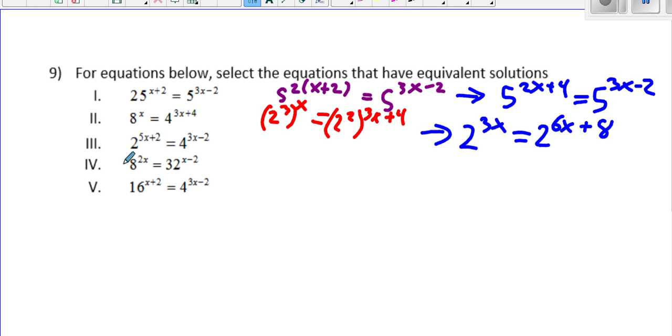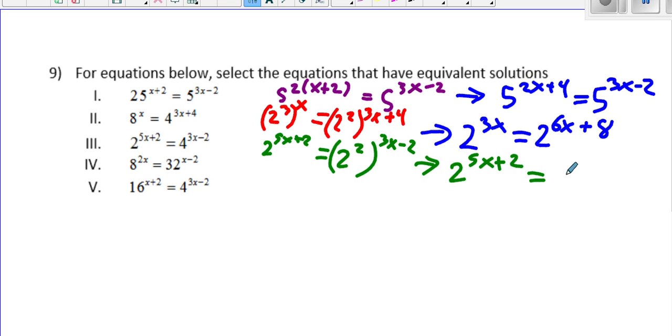The next one, 2 is already base 2, so that's good. 4, make that be 2 squared. And then you can distribute that. Distribute the 2, so the left side doesn't change. The right side is 2 to the 6x minus 4.